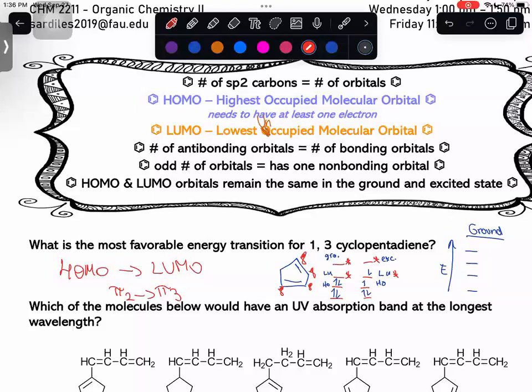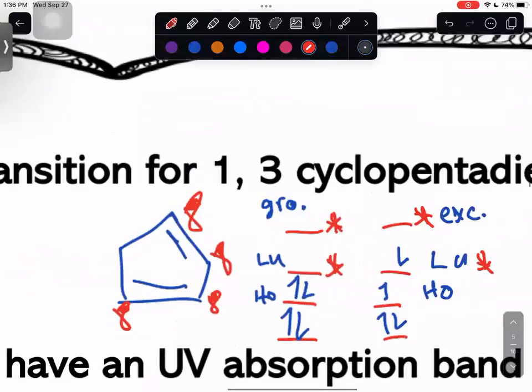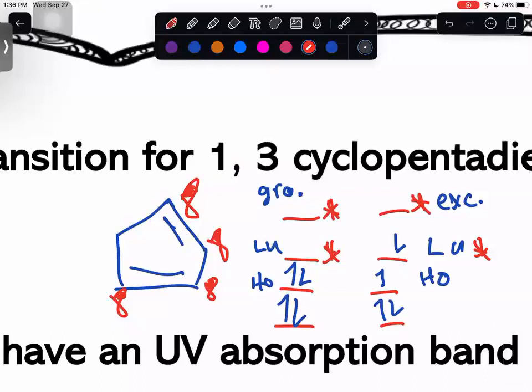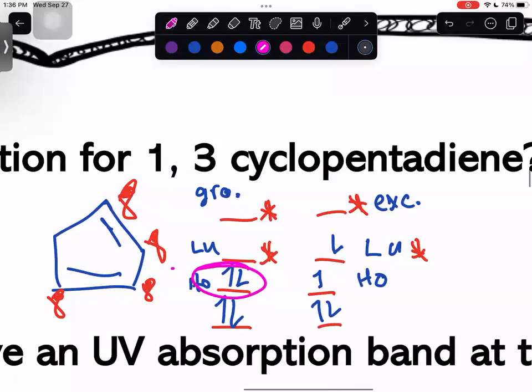So HOMO and LUMO, remember, we always find those in the ground state. HOMO is the one that's highest in energy that has at least one electron. So in this case, the one that's highest in energy that has that is going to be this one over here. And then LUMO. As long as you're able to find either HOMO or LUMO, you can figure out where the other one is because they're always right next to each other. You always start with the ground state.